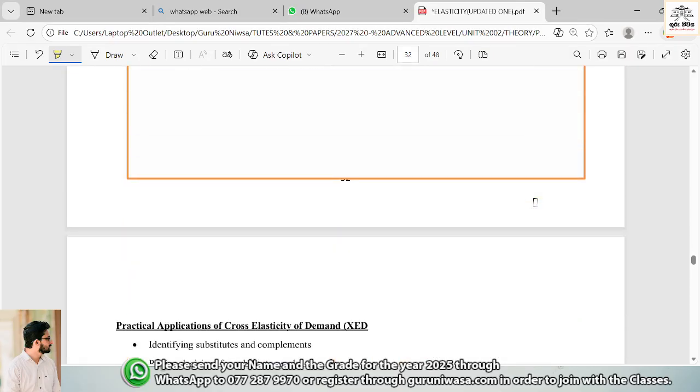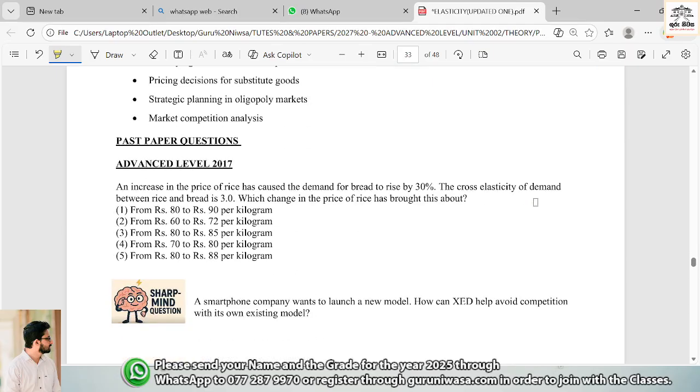Shall we do this question, Lamai? This is a 2017 A level paper question, MCQ one. An increase in the price of rice has caused the demand for bread to increase. Rice and bread are said to be substitutes. In experience, we can say they are substitutes. We can use bread instead of rice.